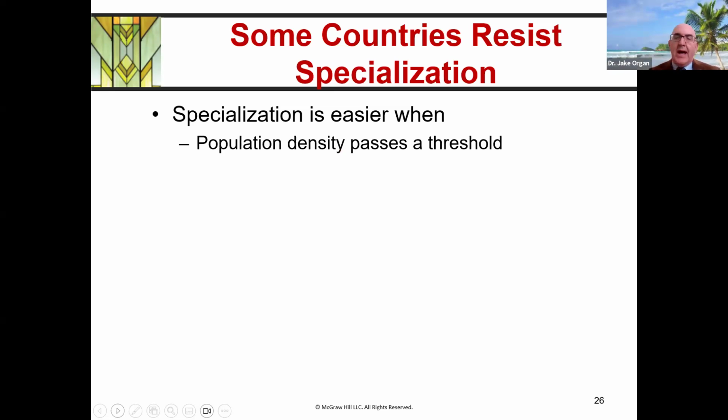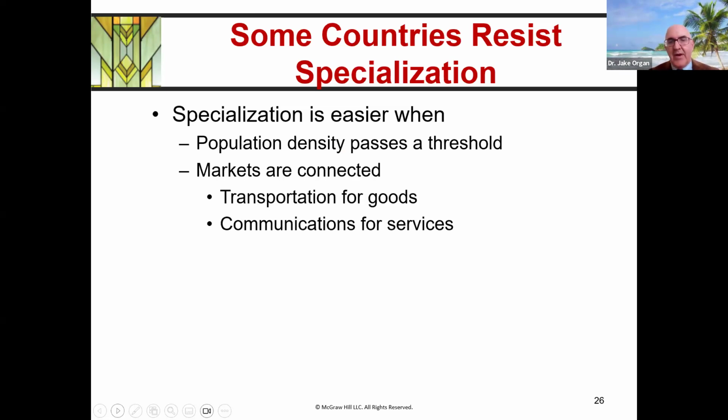So ultimately, why would people not specialize? Why would they resist it? Often when there's a low population density, it's quite hard to get the sort of efficiencies that make for comparative advantage. It's easier when markets are connected. There's transportation for goods. I studied a country called Chad in Africa, and that had a lot of oil, but it was right in the centre of the African continent.